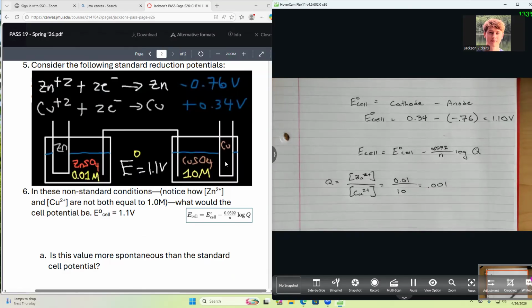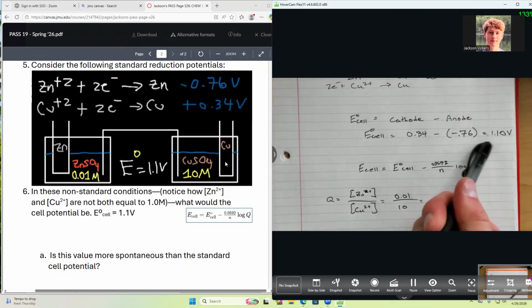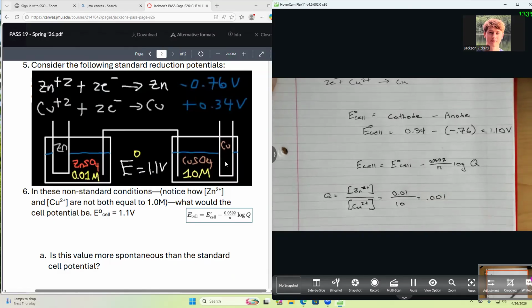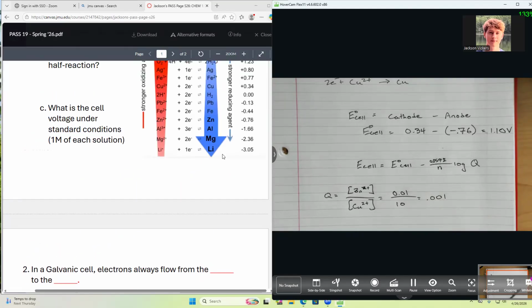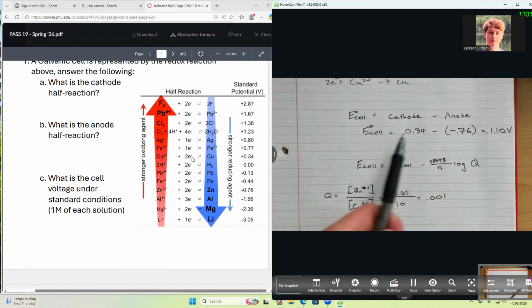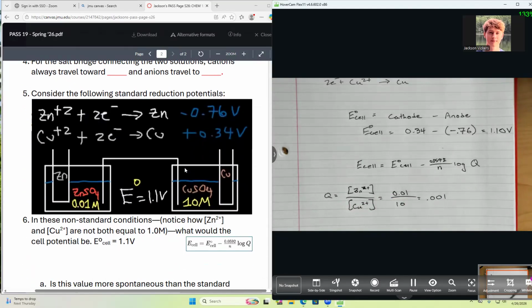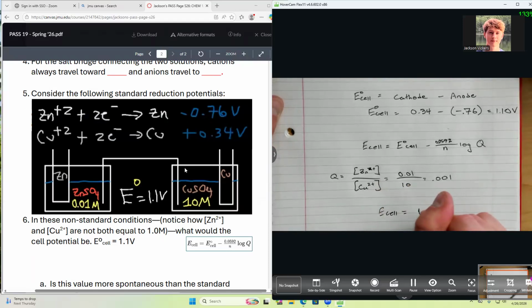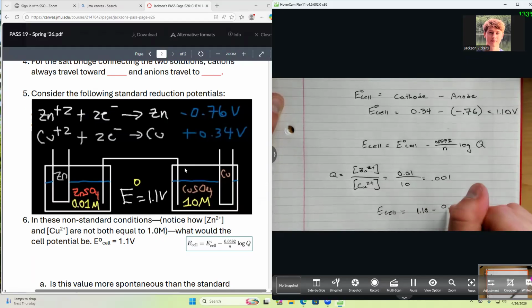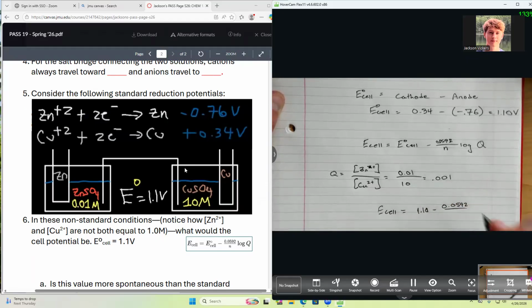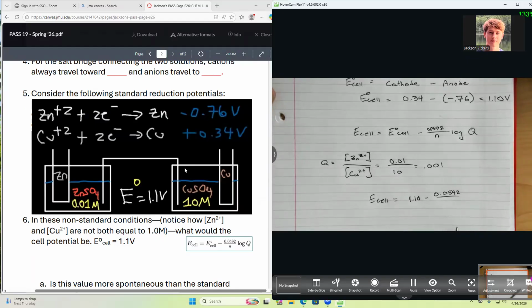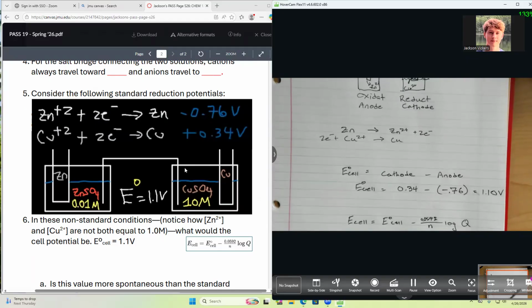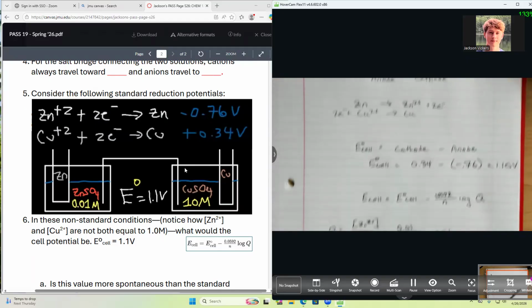And we're told what the standard cell potential is. We already found it ourselves, but they also give it to us in this problem. It's very possible he would ask you to find that yourself, and he would give you a table like this. In that case, we would do the same thing, cathode minus anode. So E cell non-standard is equal to 1.10 minus 0.0592 over, what do we think n is? If that's the number of electrons transferred. 2. 2, yep. We found it there.